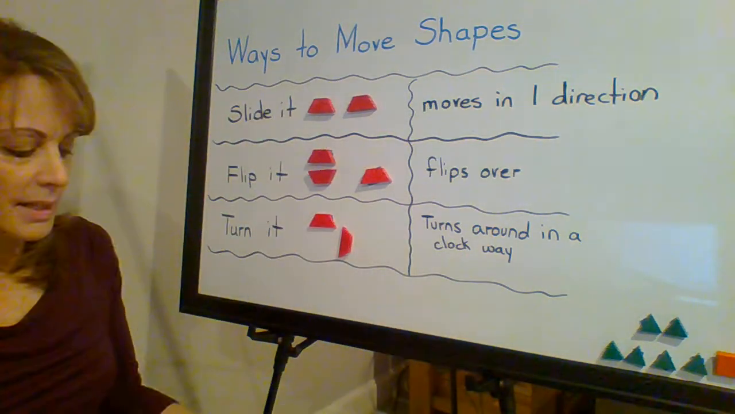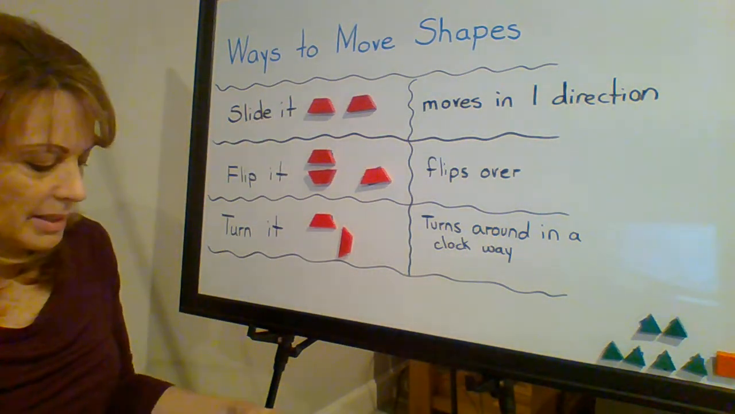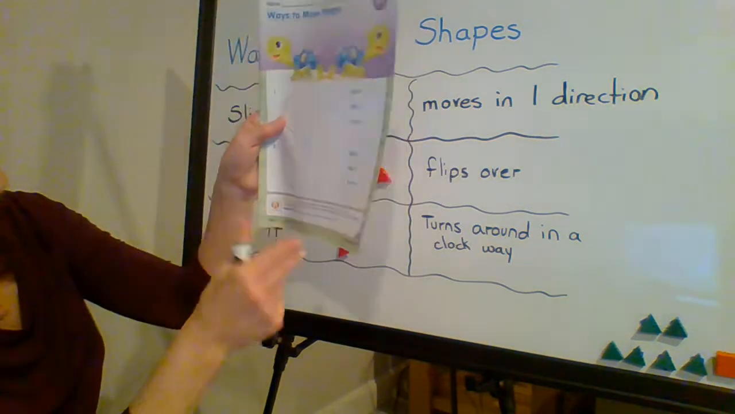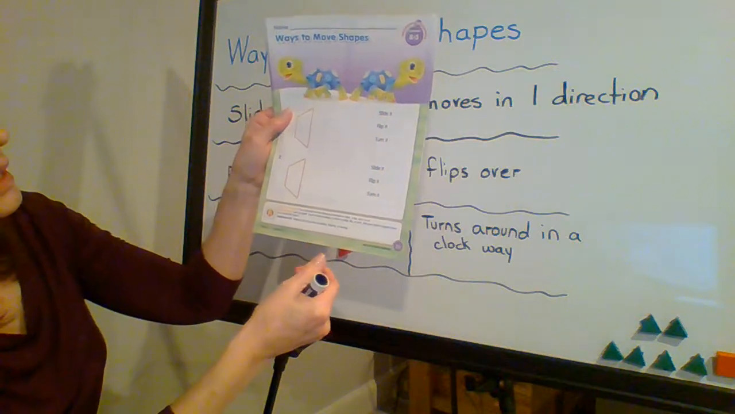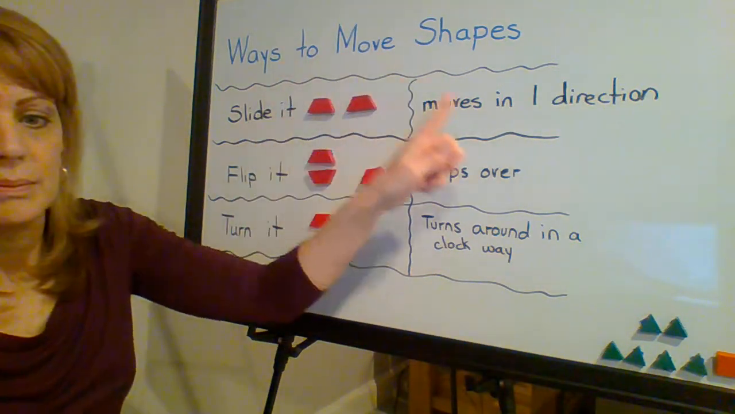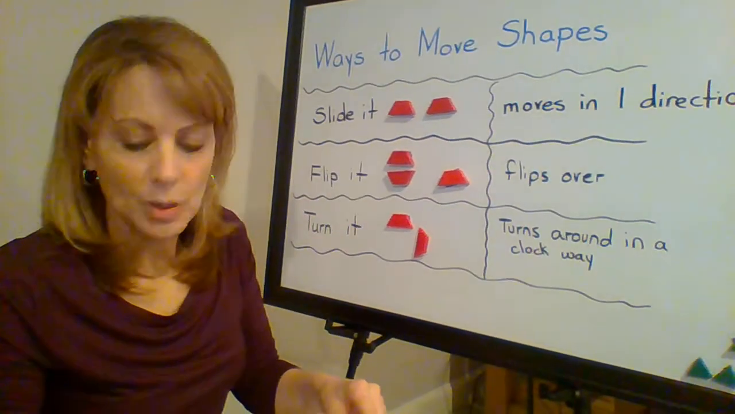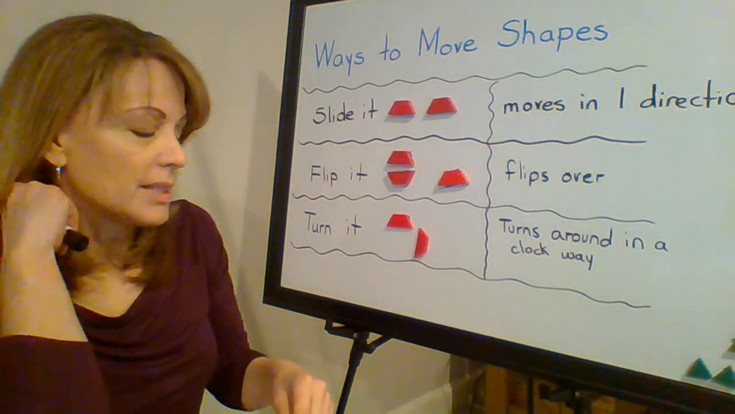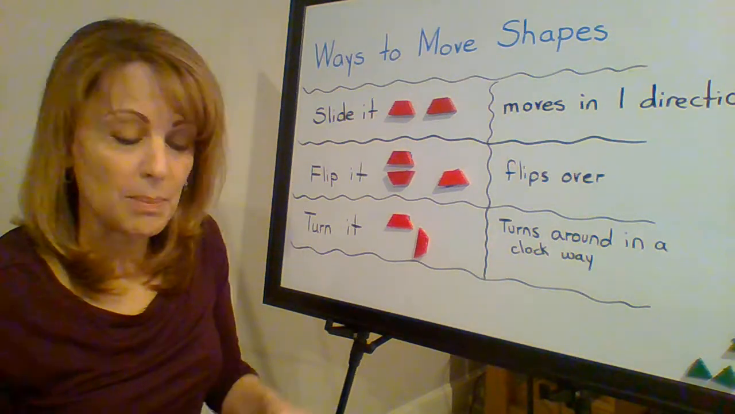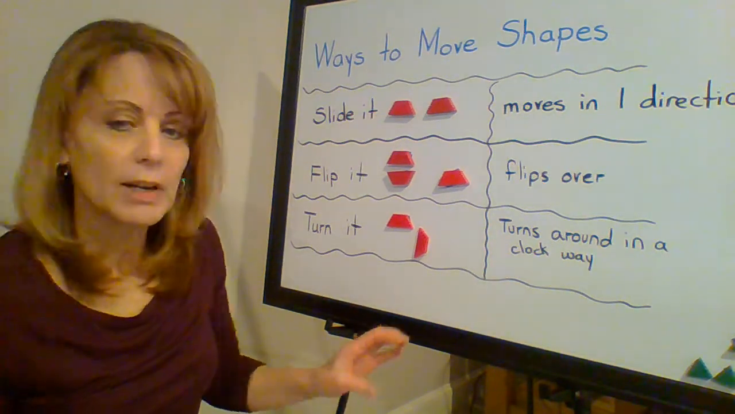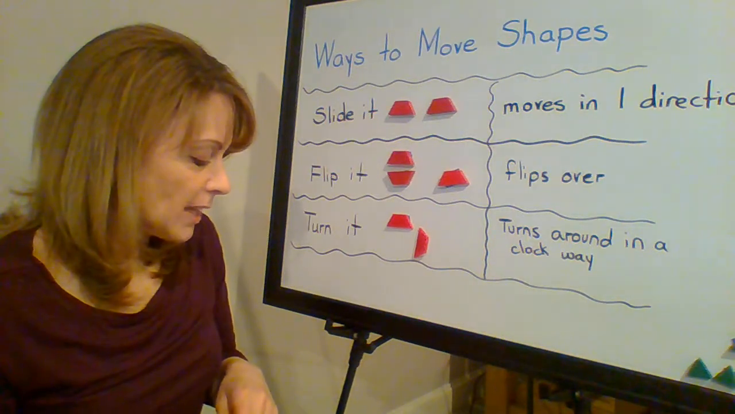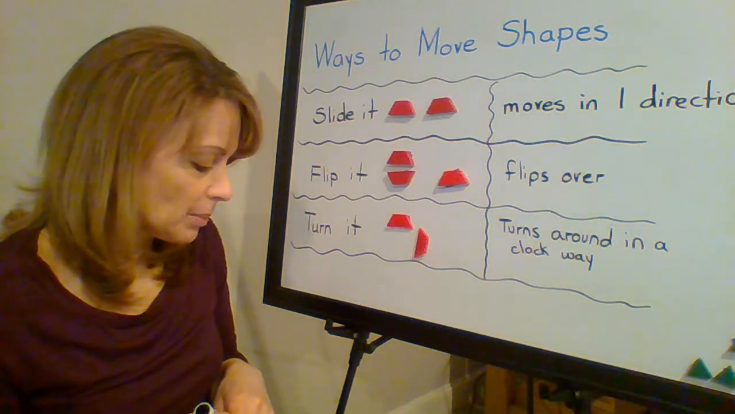So go ahead and take out your paper that's 8-5. And take out all your shapes. Okay, you have that baggie of shapes. Go ahead and take your shapes out. And we're going to open up to the middle and we're going to look right along the top. It says you can slide, flip, and turn shapes.